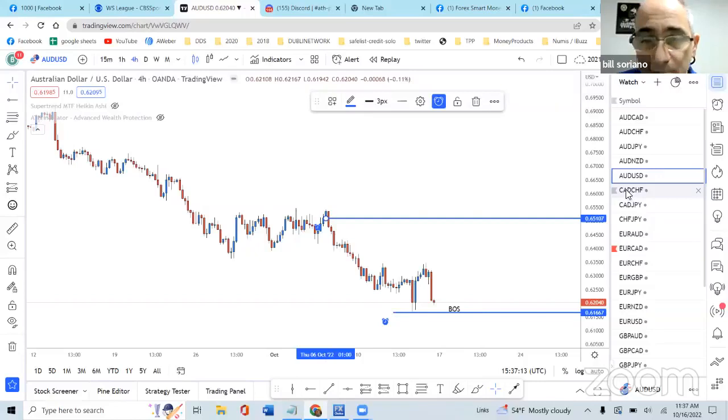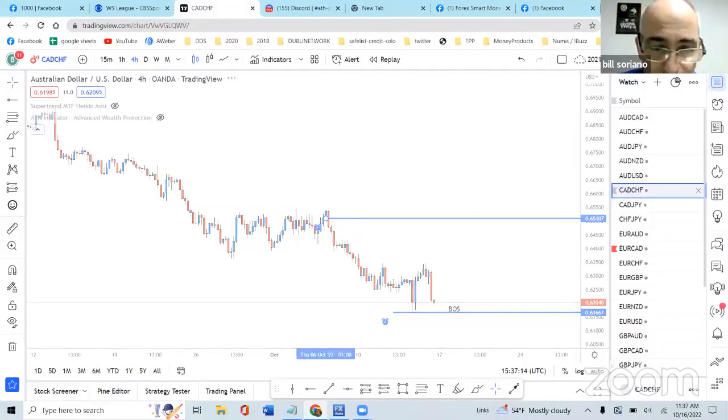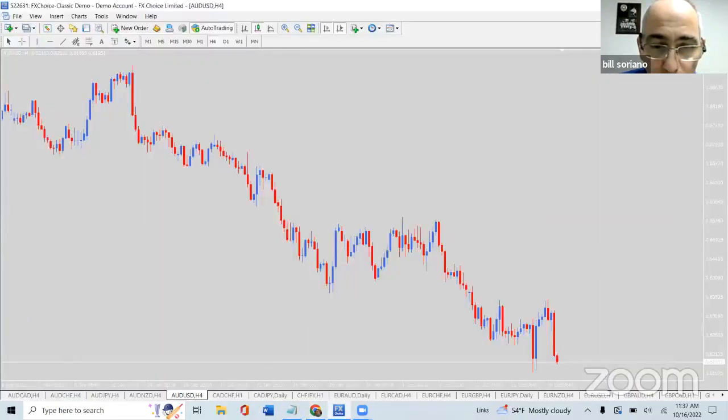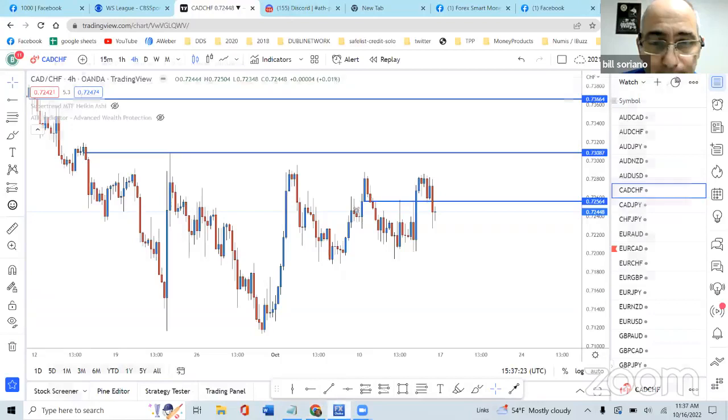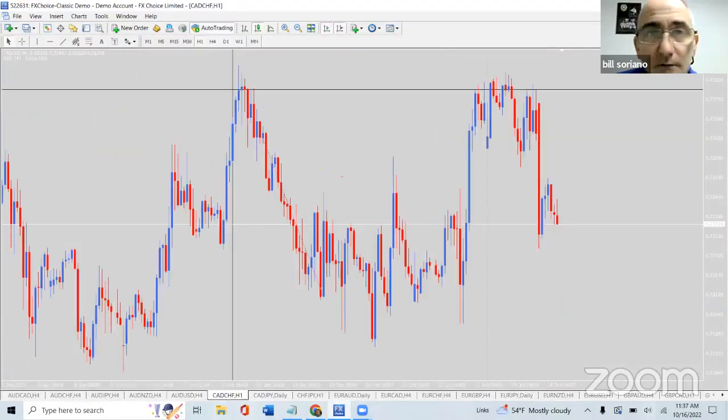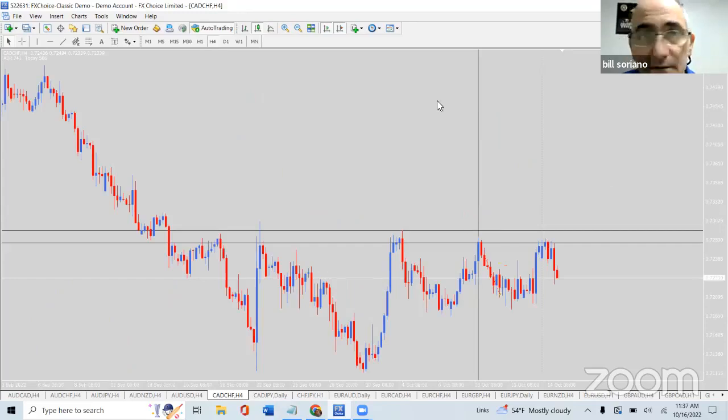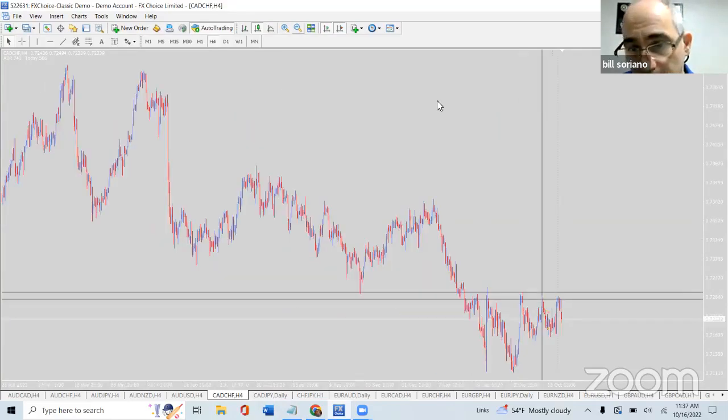Okay, let's move to the next pair, which is CAD Chef. Sorry, I'm confusing myself. Let's see here, 4-hour chart. What are we looking at here? This 4-hour chart to me is in a downtrend. It did come up, right? It tried to break the 4-hour structure. It really didn't. It may have, but you don't have a 2x2, okay?